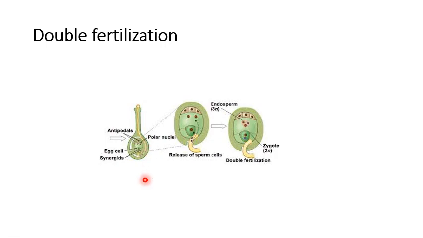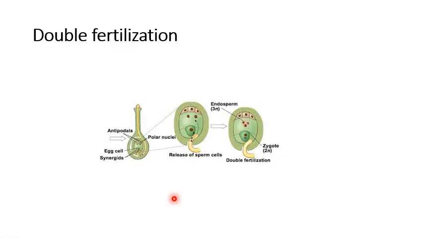Both sperm cells are released into the embryo sac. It usually contains one egg cell, as you can see here, and two polar nuclei. The polar nuclei are often fused to form a diploid nucleus, and we have other structures called synergids and antipodal cells. These are the different structures present in an ovule.